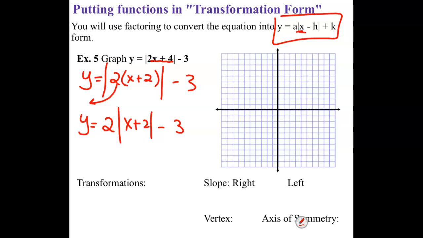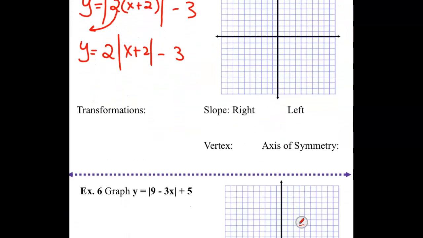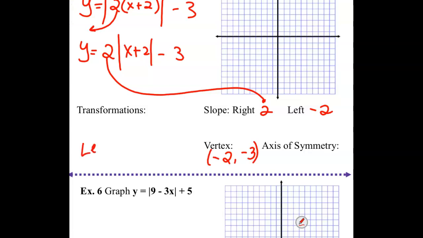What is the slope? This 2 is the slope on the right side. Left side will be -2. Where's the vertex? Careful. Which way did we go? Yes, we're going to -2, -3, because we went left 2 and down 3. The 2 in front was a vertical stretch.